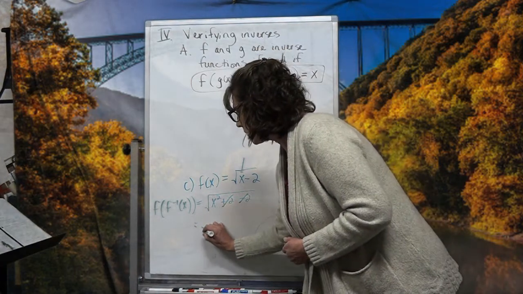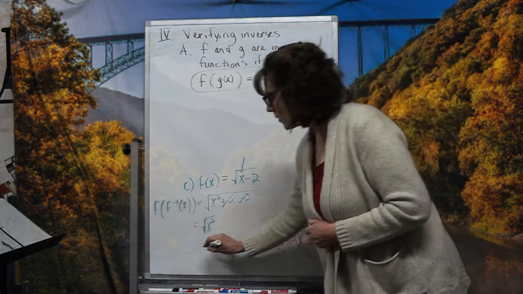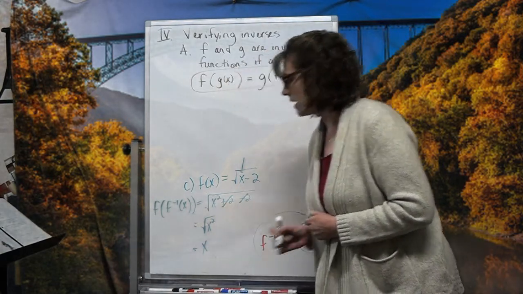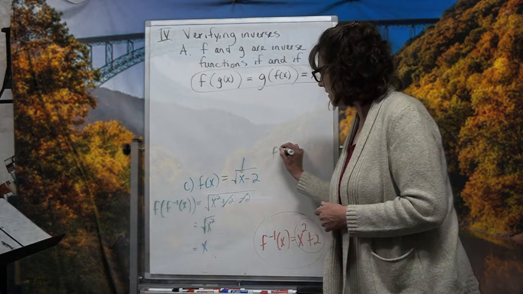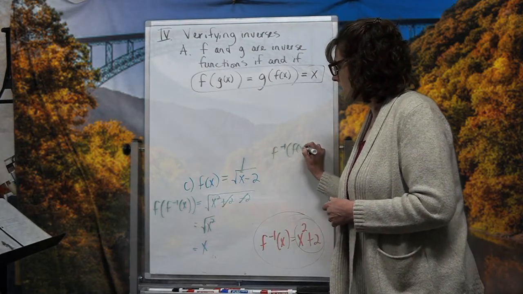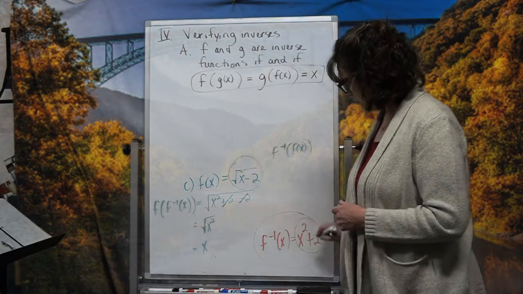I'm left with square root of x squared, feeling kind of familiar. This is kind of what it looked like before. And square root of x squared, they cancel each other out. I'm left with an x. And now I'm going to verify the other side and say, all right, let's take the inverse and plug the original in there. So I'm going to take this original right here and plug it in right there where I see that x.